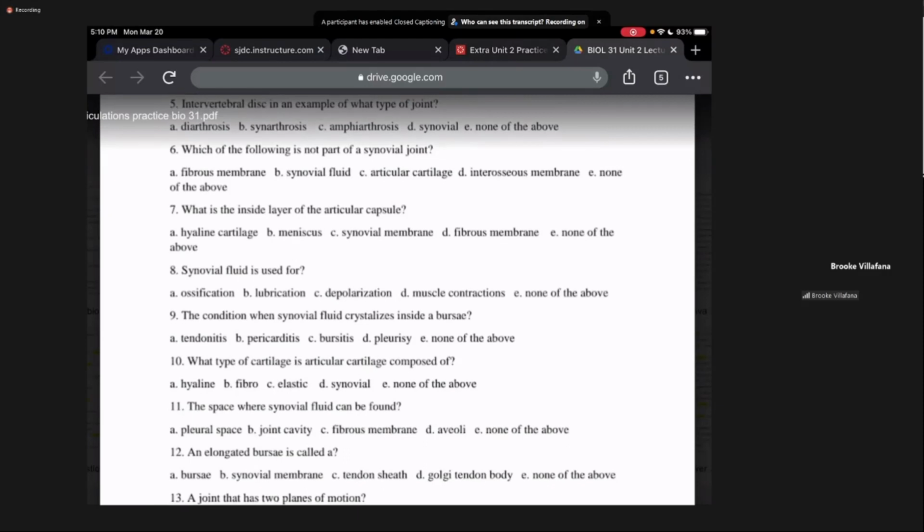Question number 6. Which of the following is not part of a synovial joint? Is it fibrous membrane, synovial fluid, articular cartilage, or interosseous membrane?